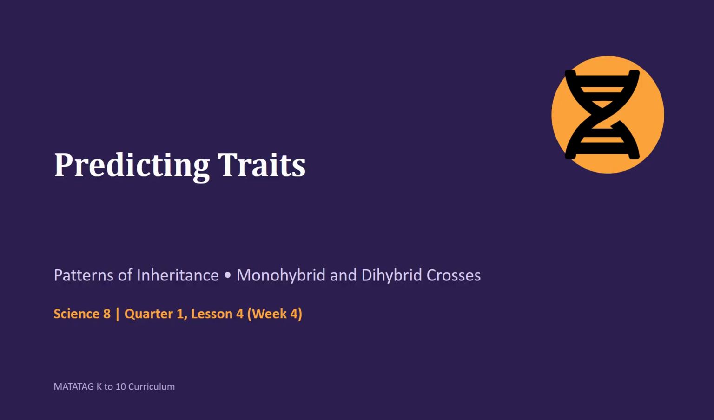Today, we are starting a brand new lesson called Predicting Traits. This lesson is all about patterns of inheritance. In other words, how living things pass on their features to their children. We will learn about two tools called the Monohybrid Cross and the Dihybrid Cross. By the end of this lesson, you will be able to use a simple tool called a Punnett square to predict the traits of offspring. Let's get started.